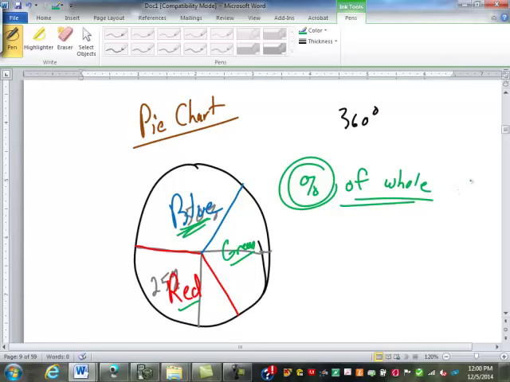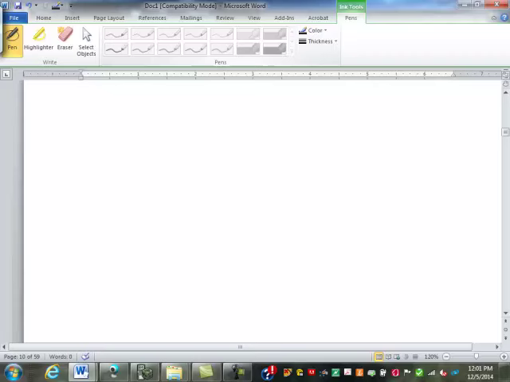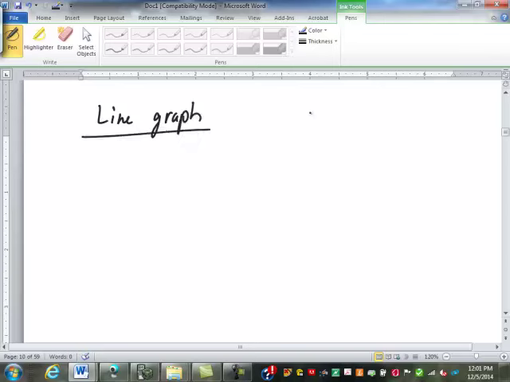The next type of graph we're going to look at doesn't really fit in with either of those types of data. It's called a line graph. A line graph doesn't look for different responses. What it looks for is how many people have a certain characteristic at a given period of time, and it follows it over a period of time.